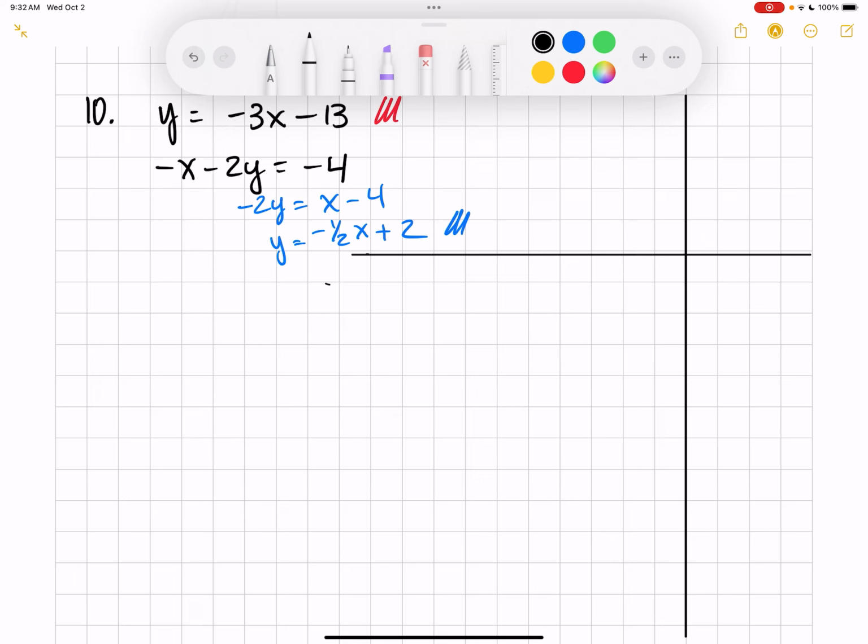Get your hands off me. All right, first graph, our first line is down at negative 13. I don't even know if I went down far enough. 12. Almost.